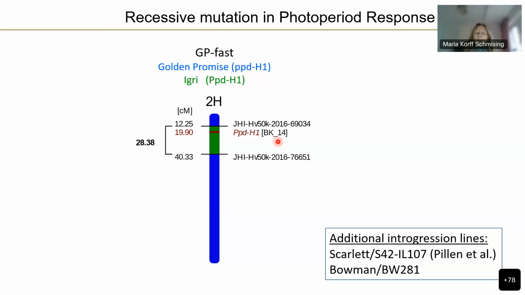For everything that we did with this line, we also had two additional independent introgression lines, in the background of Scarlet, another spring barley, and Bowman. That was not done by us, but by colleagues. Here the wild type PPDH1 allele was introgressed from wild barley, so a very different origin of the same allele of PPDH1.